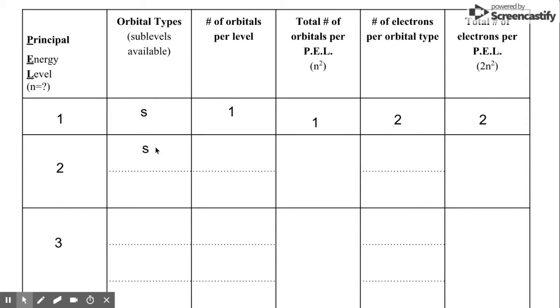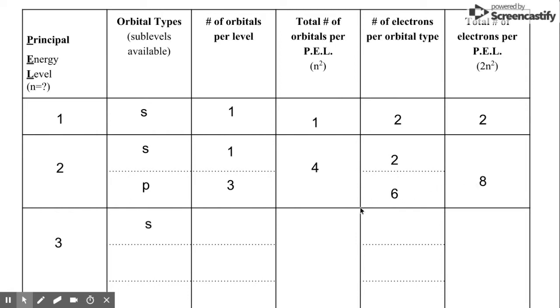At the second energy level, we have another s orbital and a p orbital. There's only one s orbital, but there are 3 p orbitals. Total number of orbitals, 3 plus 1 is 4, or n squared. 2 squared is 4. Total electrons in the s orbital is 2. Total electrons in the p orbital is 6. We can add those together, 6 plus 2, to get 8 total electrons in the second energy level, or 2n squared. 2n squared is 2 squared is 4, times 2 is 8.